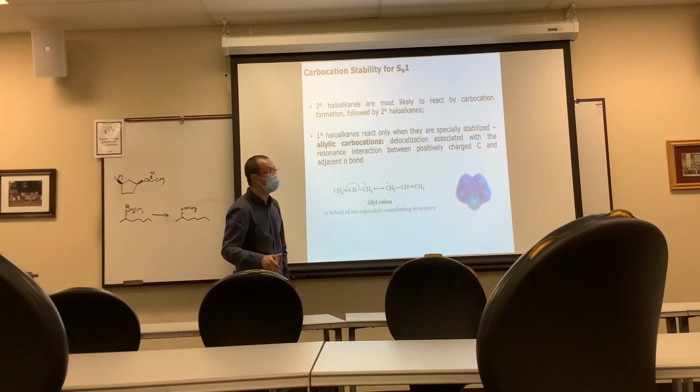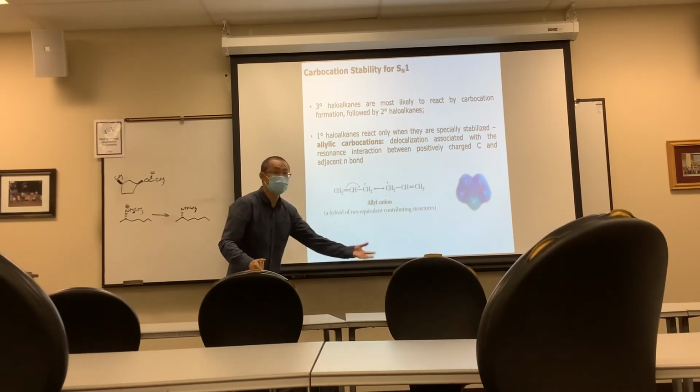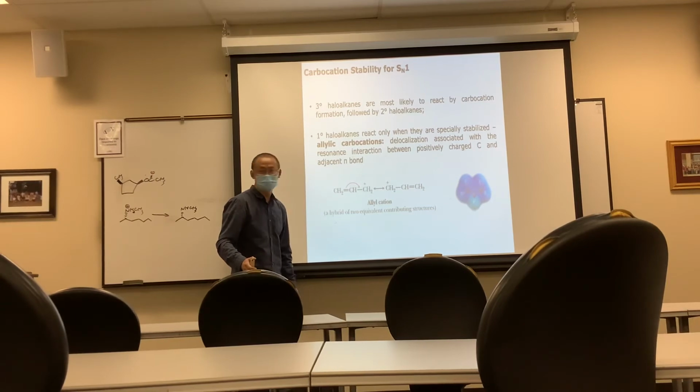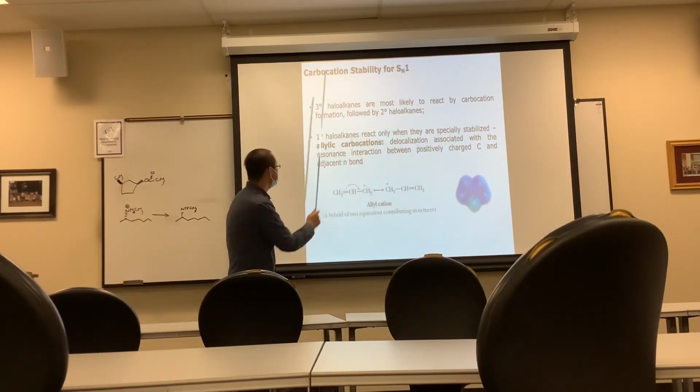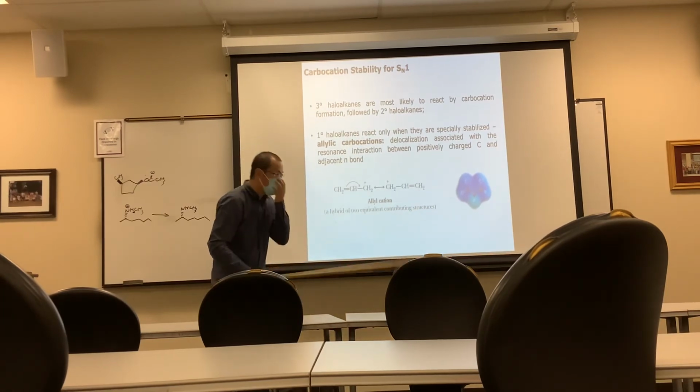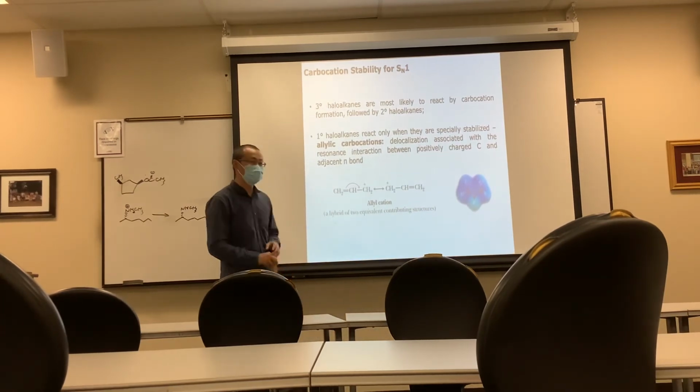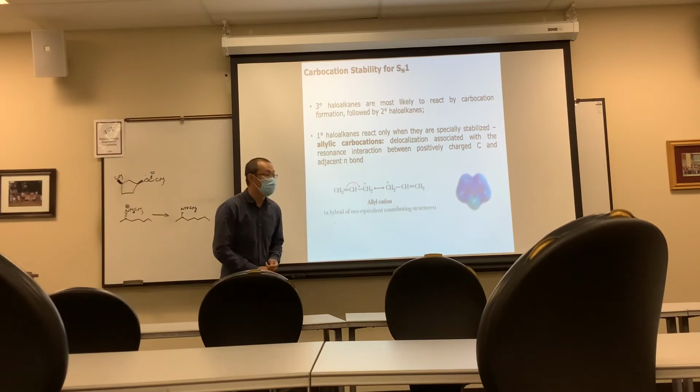Tertiary is most likely to undergo what? SN1. Why, guys? Why? Because tertiary carbocation is more stable, right? We studied a long time ago. Followed by secondary. Primary, rarely you see SN1 reaction. Why? Because primary carbocation doesn't even exist. It's very unstable.